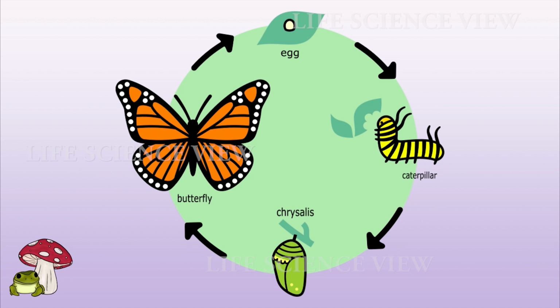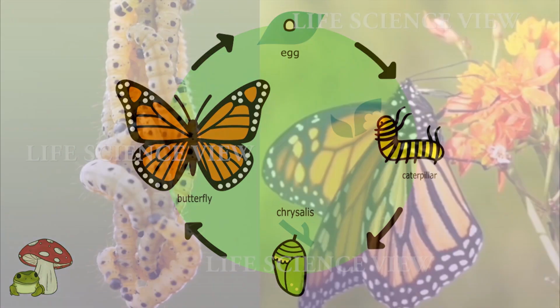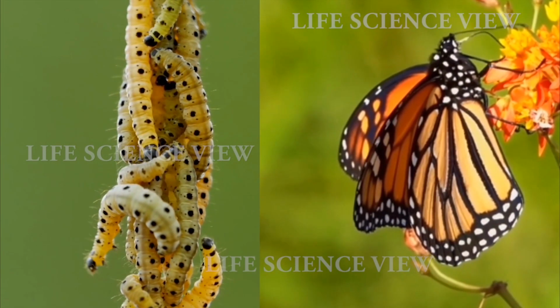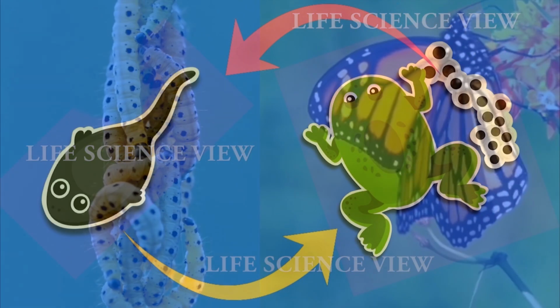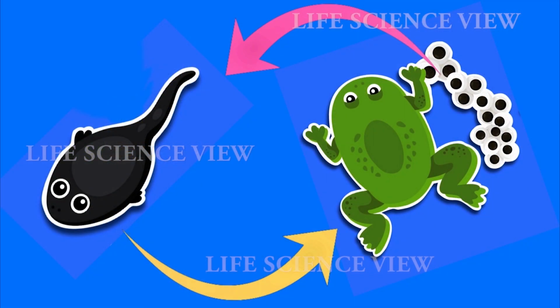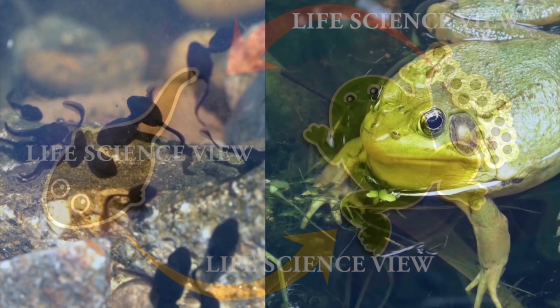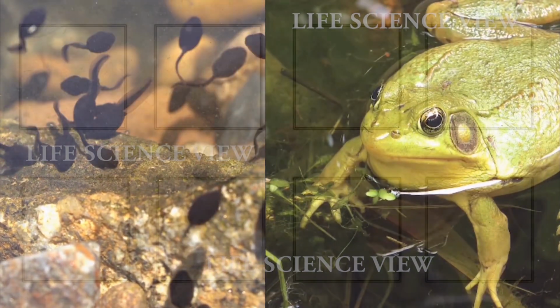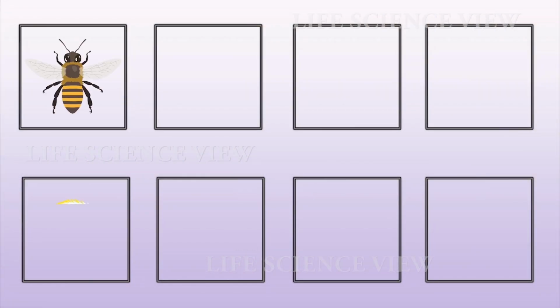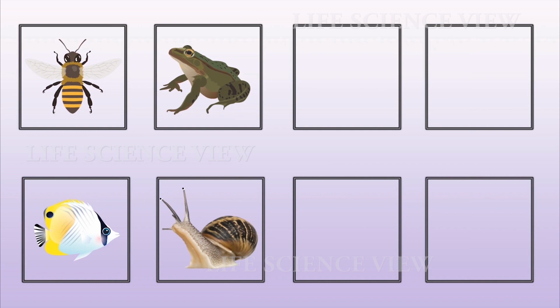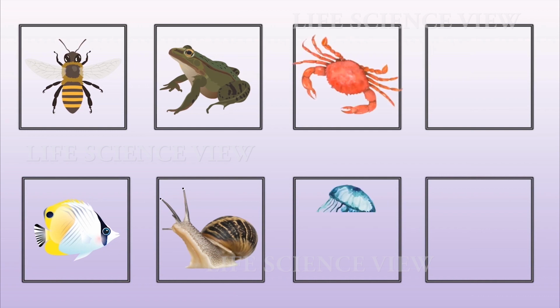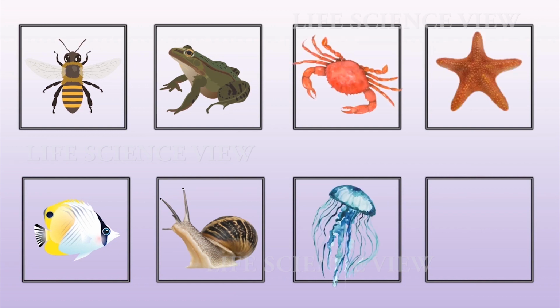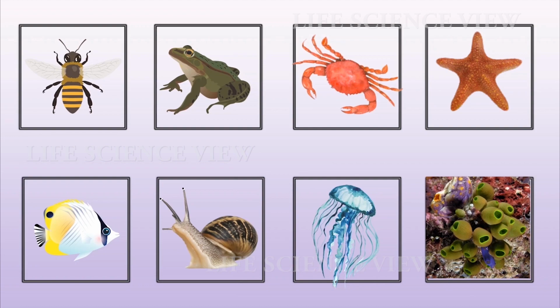Metamorphosis is a biological process by which an animal physically develops after birth or hatching. It involves a clear and relatively unexpected sudden change in the animal's body through cell growth and differentiation. Insects, fishes, amphibians, mollusks, crustaceans, cnidarians, echinoderms, and tunicates undergo metamorphosis.